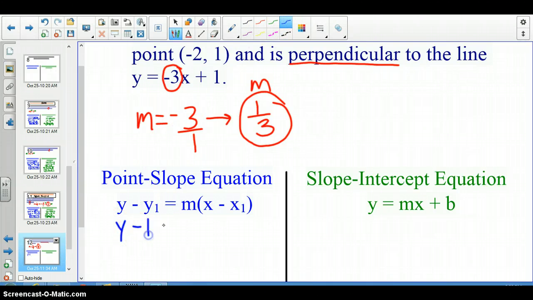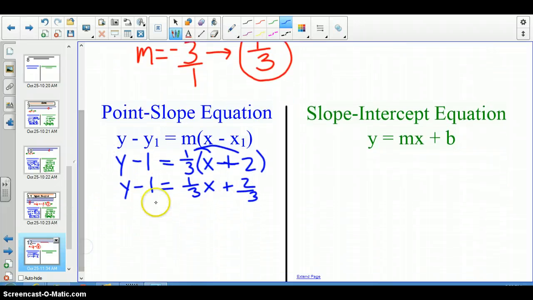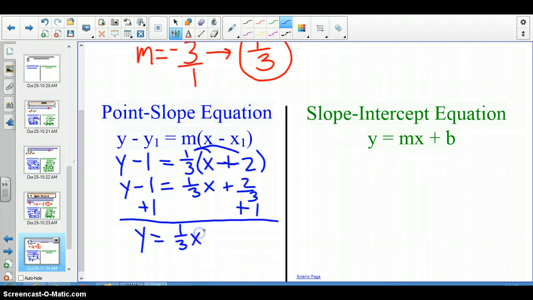So y minus 1 equals 1/3 times x minus x1. So minus a negative 2 becomes positive. Distribute. So 1/3 times x is 1/3 x. 1/3 times 2 is 2/3. Now I'm going to add 1. So y equals 1/3 x plus 1 and 2/3. Now, if you want, you could write your answer as a mixed number, so 1 and 2/3, or we could write it as an improper fraction, which is 5/3.